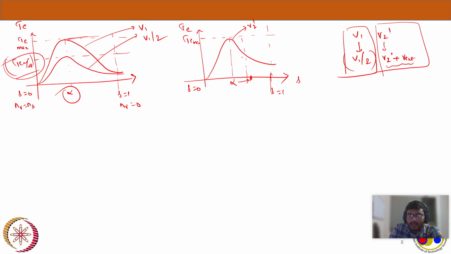Now you are having a maximum torque at this slip. Let's say this is alpha 2. Let's say this is alpha 1. And now you even increased. So let's say this is R2 dash plus R external. Now I have increased the R external further. What happens? It will again shift further.